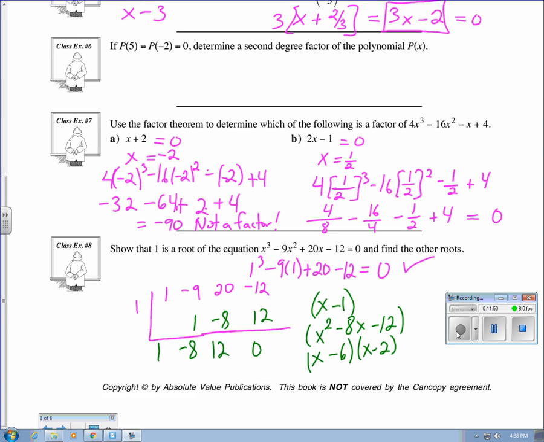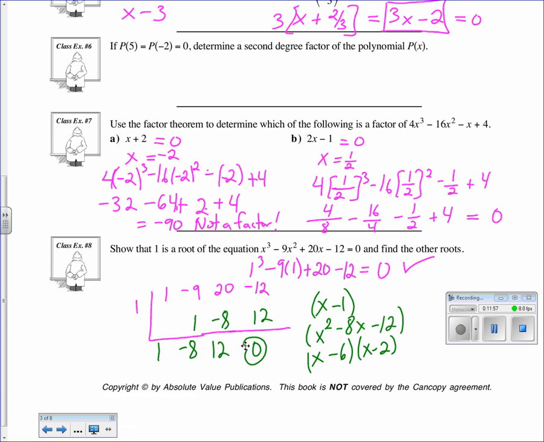So in my synthetic division, I came up with the coefficients 1, minus 8, 12, and a remainder of 0. My divisor was x minus 1, so this is my divisor statement. This is my quotient statement, and my quotient statement can be factored into x minus 6 times x minus 2. And because of those other 2 factors, I have 2 other roots, and those roots are x equals 6 and x equals 2.